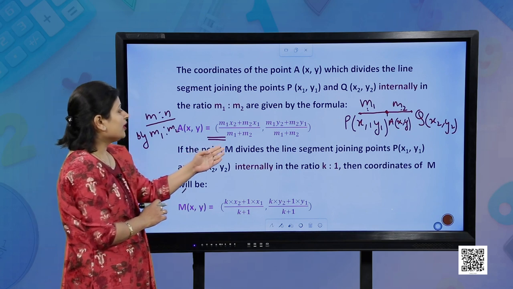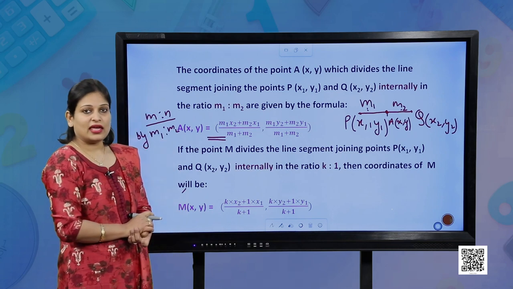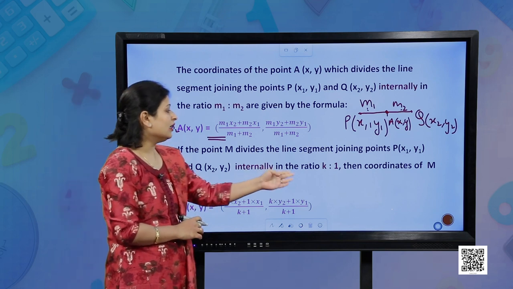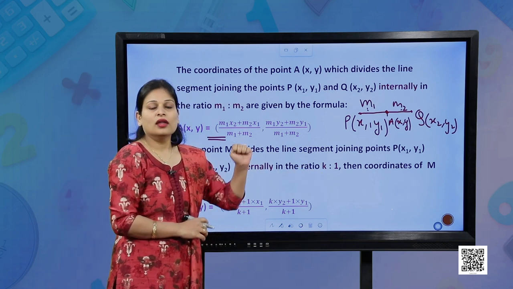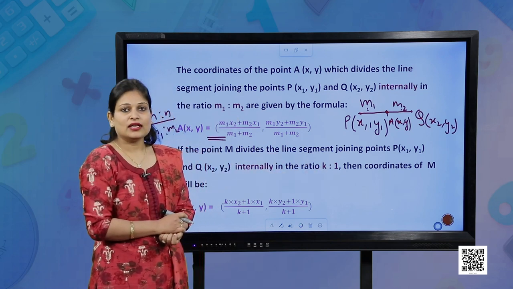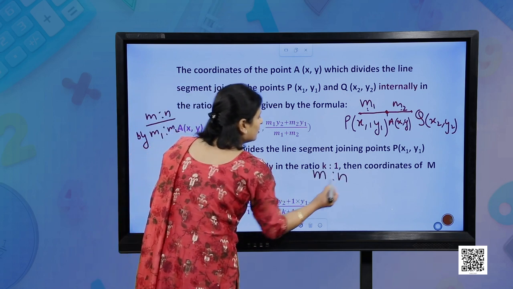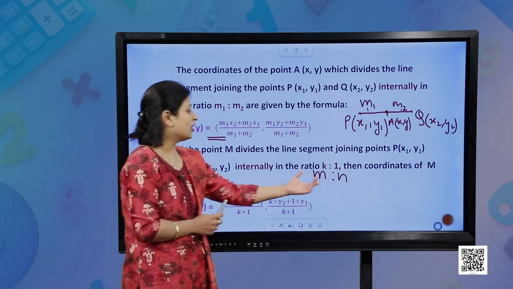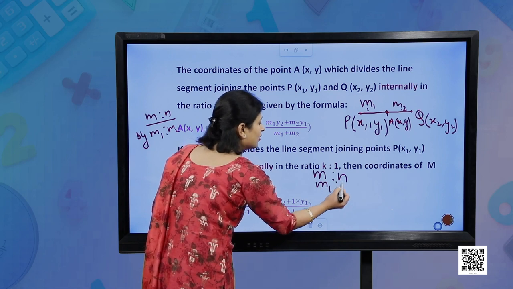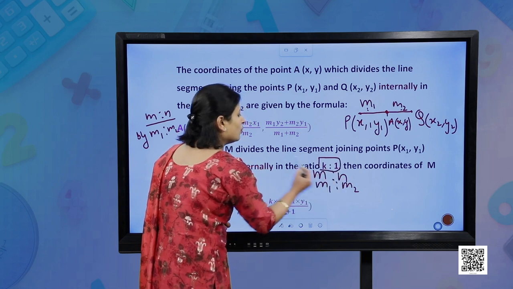Now, if the point M divides the line segment joining points P(x1, y1) and Q(x2, y2) internally in the ratio k is to 1. Now, instead of m1, m2, I have taken k is to 1. So, what will you do? First, we have defined the section formula for the ratio m is to n. Then we have replaced m by m1 and n by m2. Now it becomes k is to 1.